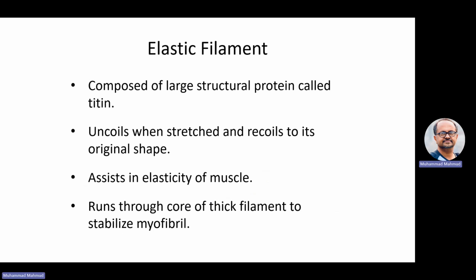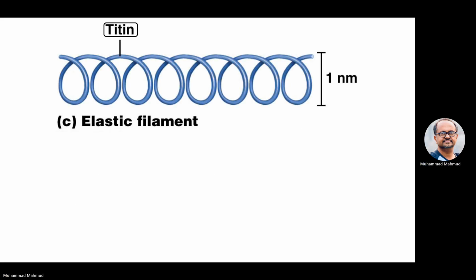Elastic filament, number 3, is composed of a large structural protein called titin, which uncoils when stretched and recoils to its original shape. It assists in the elasticity of muscle and runs through the core of the thick filament to stabilize the myofibril. This is the elastic filament, and it is made up of titin.